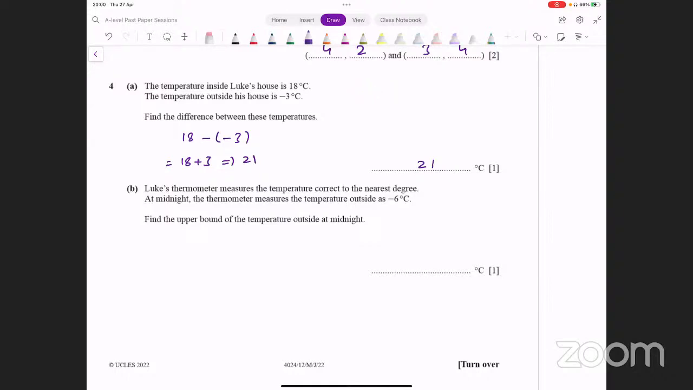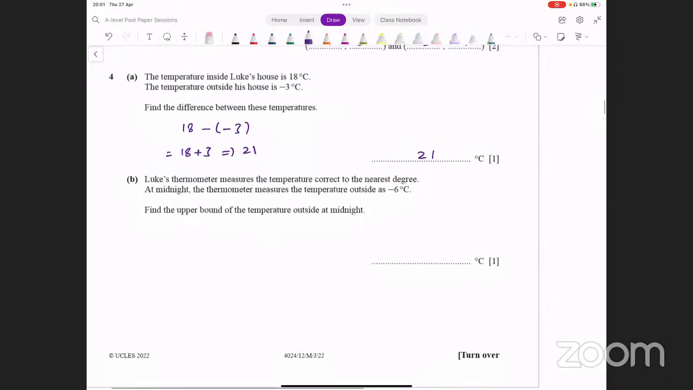It says Luke's thermometer measures the temperature correct to the nearest degree. At midnight, the thermometer measures the temperature outside as minus 6 degrees Celsius. Find the upper bound of the temperature outside at midnight. अब देखिए उसने क्या मेजर किया है, -6 डिग्री सेल्सियस, लेकिन ये थर्मोमीटर क्या करता है, it measures correct to the nearest degree. ओके, नियरेस्ट डिग्री तक मेजर करता है.